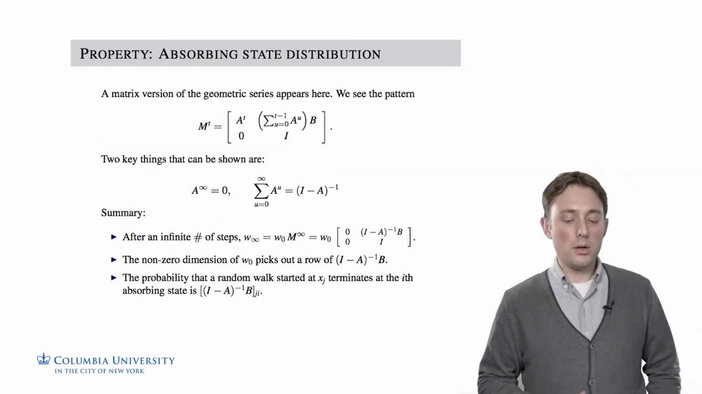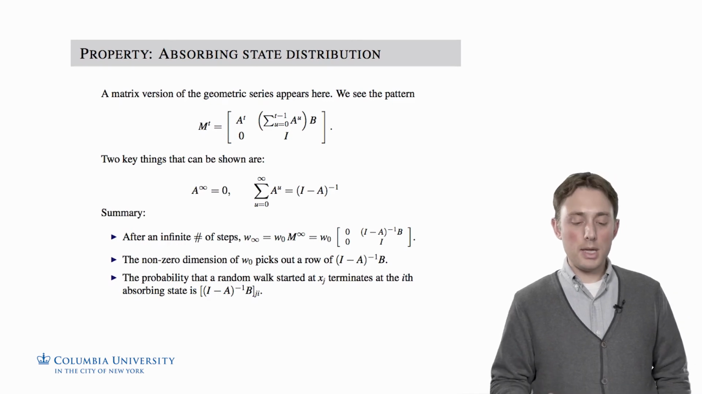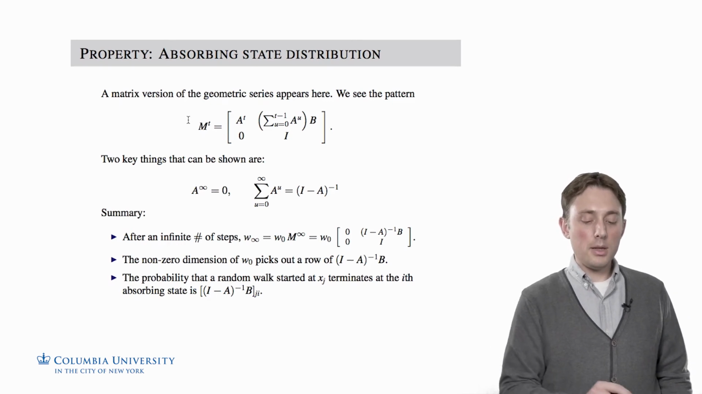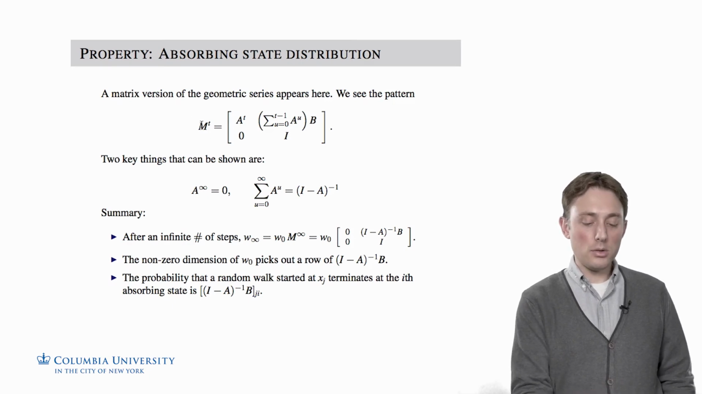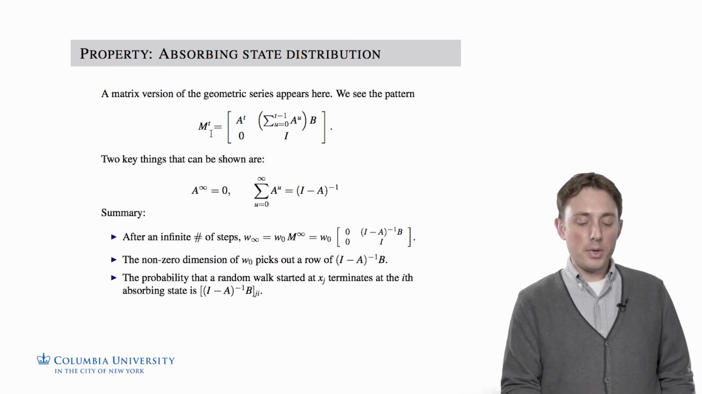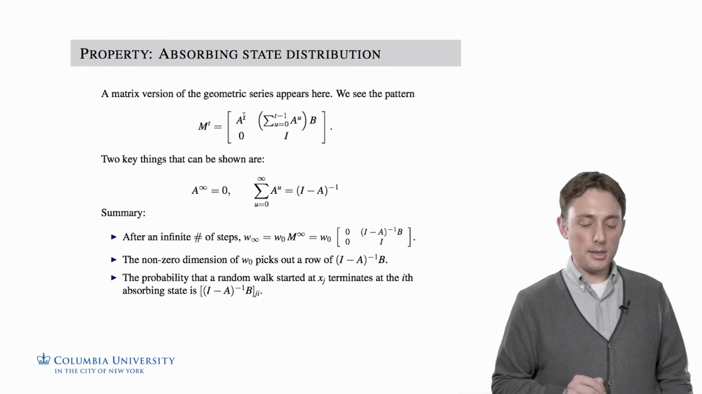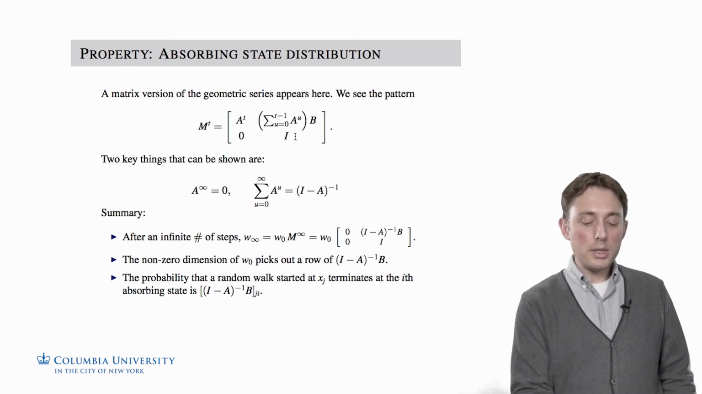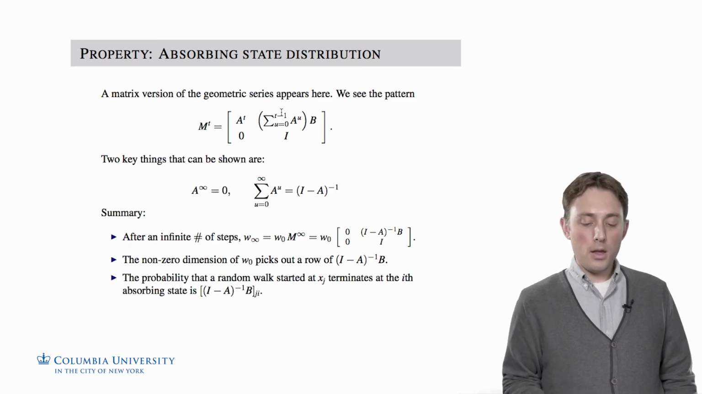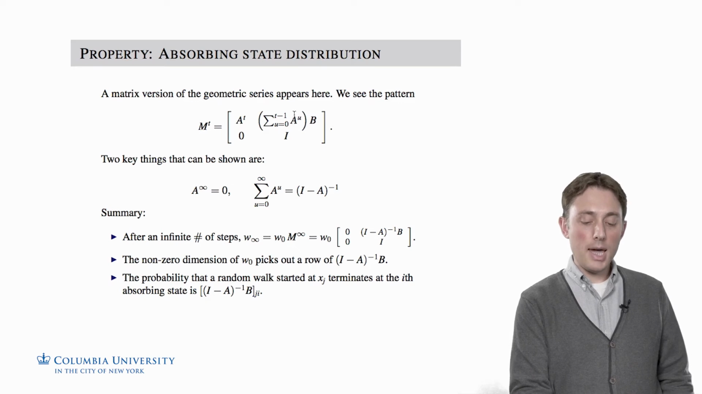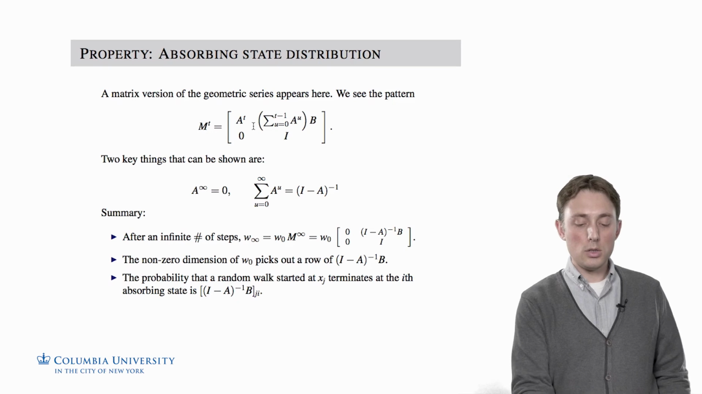Okay, so returning now to the absorbing state problem, we've seen the pattern from the previous slide. What we can show is that M to the t is equal to the matrix A to the t. Down here we always have a 0 and we always have the identity. And then up here we have B times the sum of the matrix A to the u, where u ranges from 0 to t minus 1.